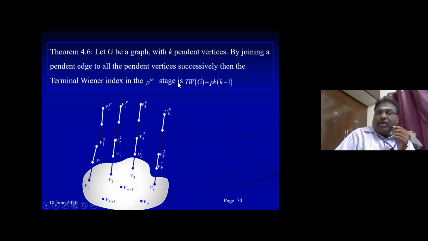The number is the terminal Wiener index of the old one plus pk into k minus... Look at the beautiful contribution of mathematics here. Original graph's terminal Wiener index plus p into k minus... k means the number of pendant vertices. How many pendant vertices are there? How many vertices are there in the graph G? So p and k are involved. P, k, and k. So it is an excellent concept. A beautiful theorem it is.